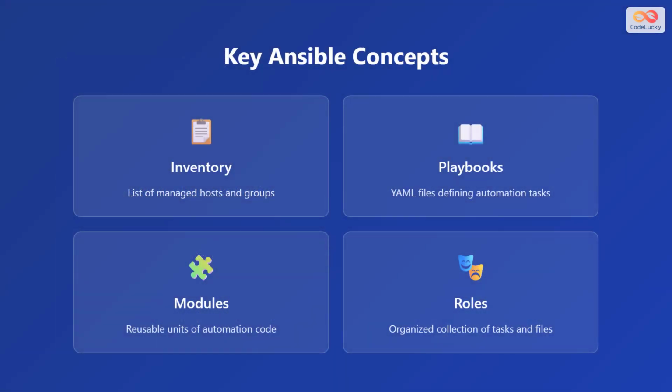Let's understand the 4 key concepts in Ansible. First, the inventory is a list of managed hosts and groups that defines which machines Ansible will control. Second, playbooks are YAML files that define the automation tasks you want to execute. Third, modules are reusable units of automation code that perform specific actions like installing packages or managing files. Finally, roles provide an organized way to collect related tasks, variables, and files into a structured format, making your automation code more maintainable and reusable.